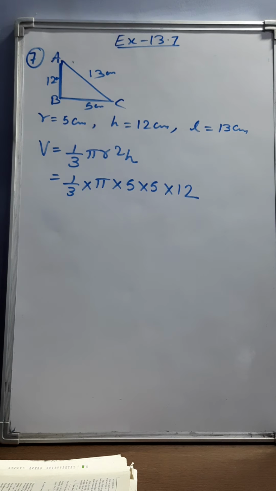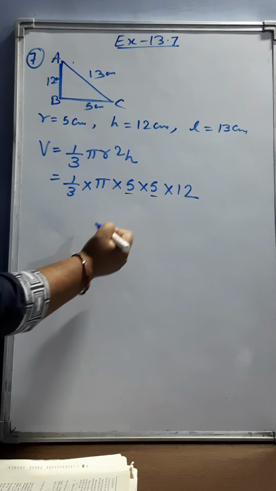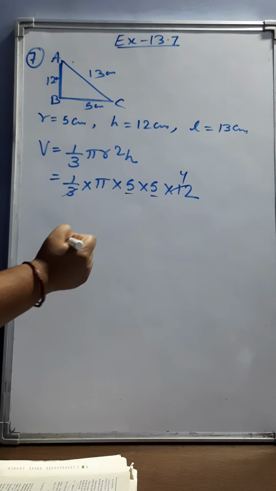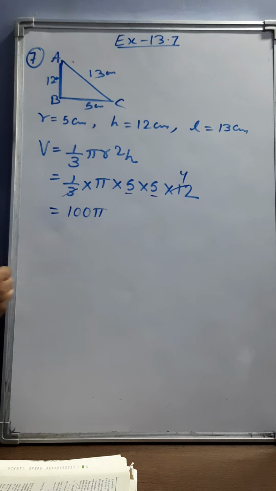So we can calculate its volume by 1 by 3 pi r square h, and in place of r we will put 5, and h is 12. By 3 we can cancel. 5 fives are 25, 25 multiplied by 4 will give you 100 pi. So the value of volume is 100 pi.